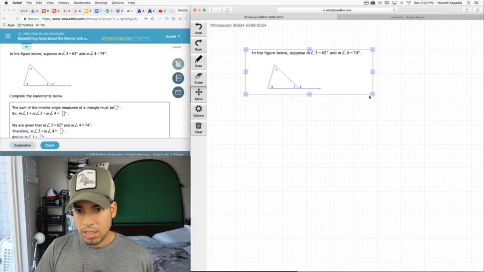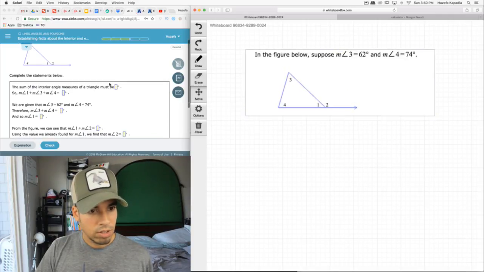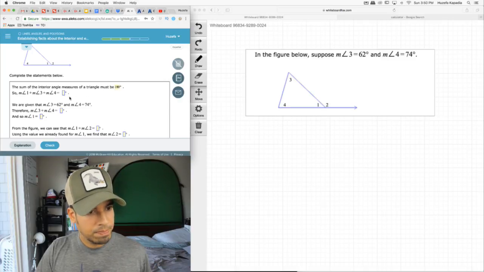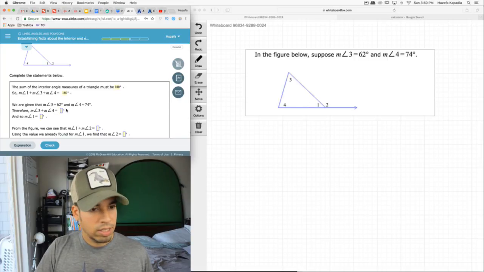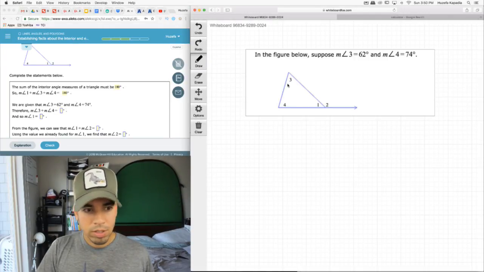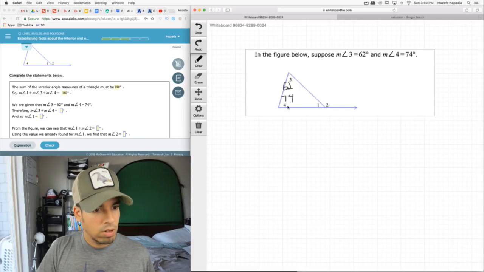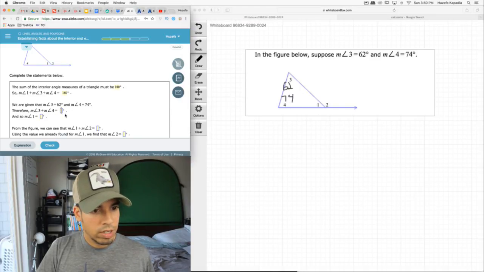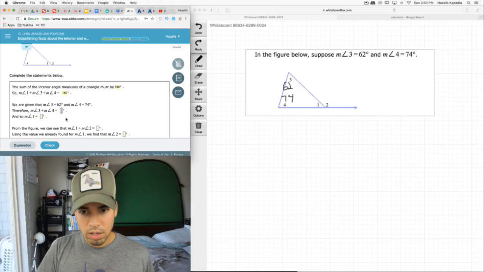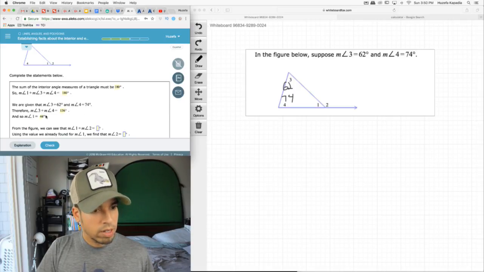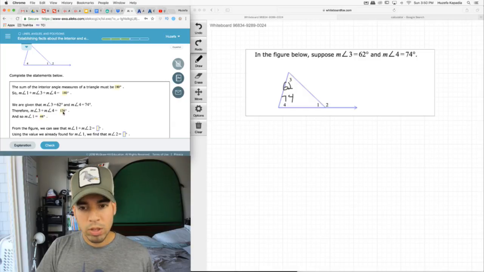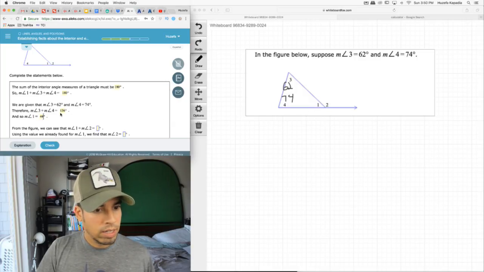I'm feeling like this is going to be the exact same, so if it is, I'm going to go kind of fast here. These all equal 180. Oh, let's see, it's a little different. Angle 3 equals 62, and angle 4 equals 74. 3 plus 4 equals 136. Therefore, angle 1 must be 44, right? Because 44 plus 136 equals 180. These all add up to 180.